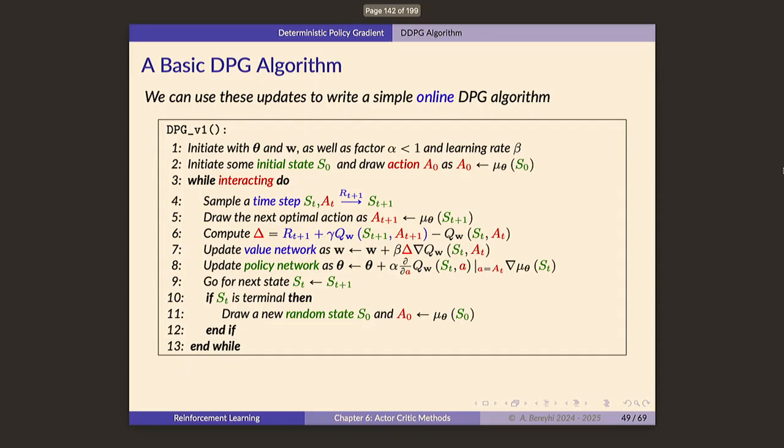OK, so this is the dummy one, or basic one, the vanilla one that we already developed, right? How are we training our network? We have two networks. One of them is the Q network. The other one is the policy network, which is mu theta. And we want to update both of them. Well, we start by sampling. So we sample a trajectory.